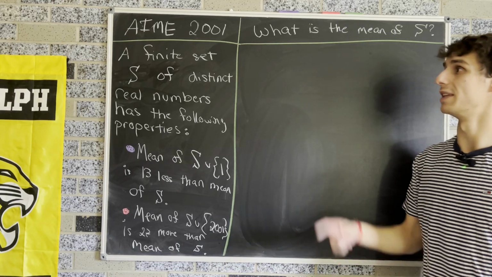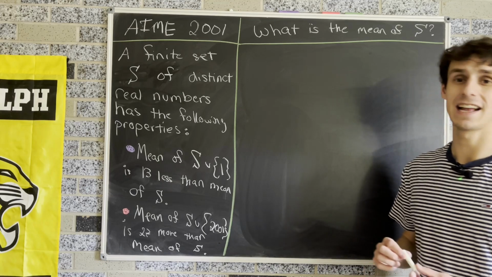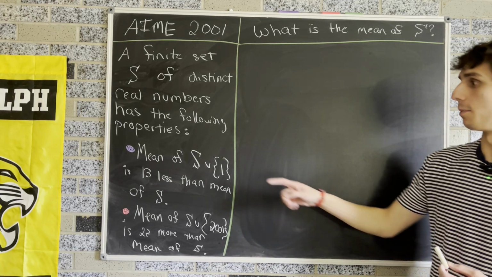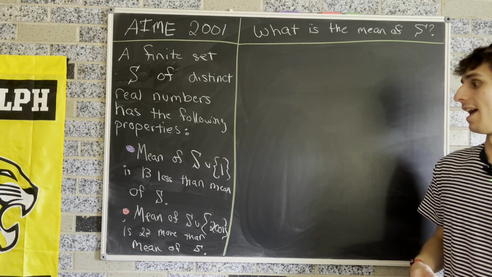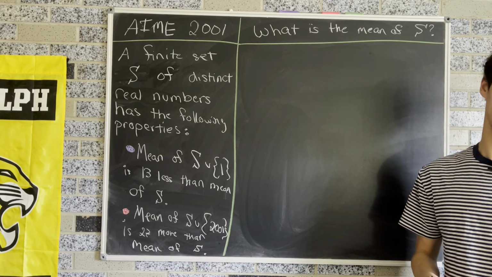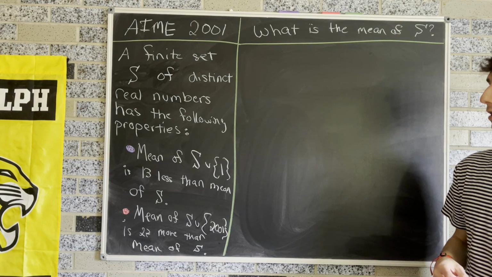Today's math problem comes from the AIME 2001 math competition, and it tells us that a finite set S of distinct real numbers has the following properties: the mean of S union with 1 is 13 less than the mean of S, and the mean of S union with 2001 is 27 more than the mean of S. And it asks us to find the mean of S. So let's go ahead and jump into this.